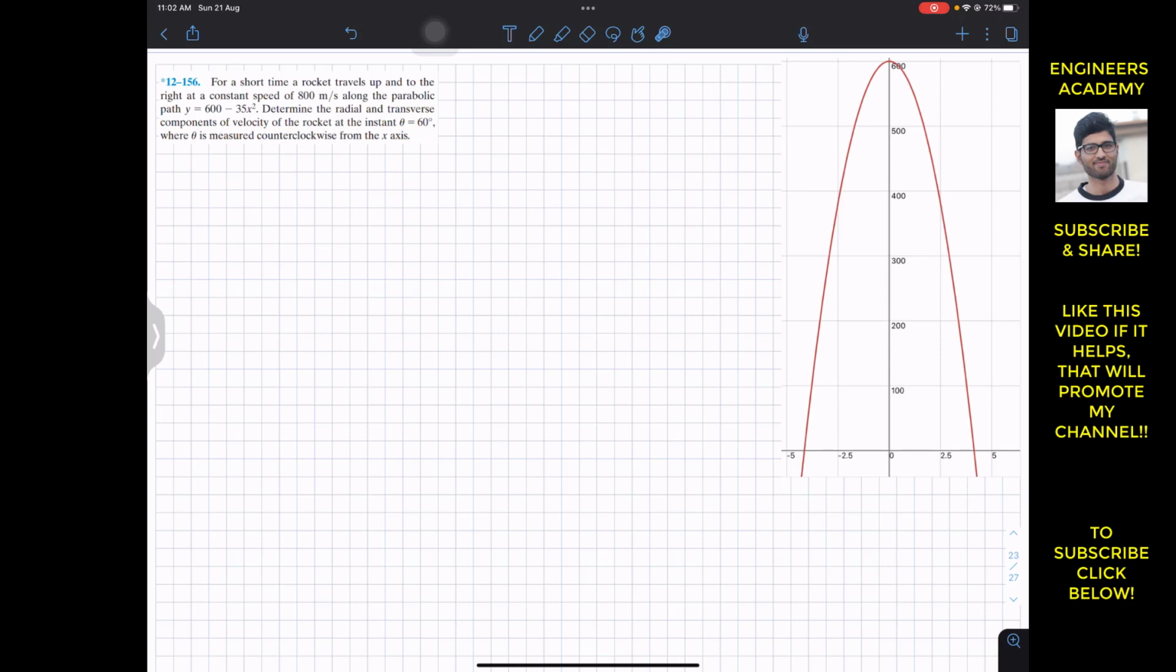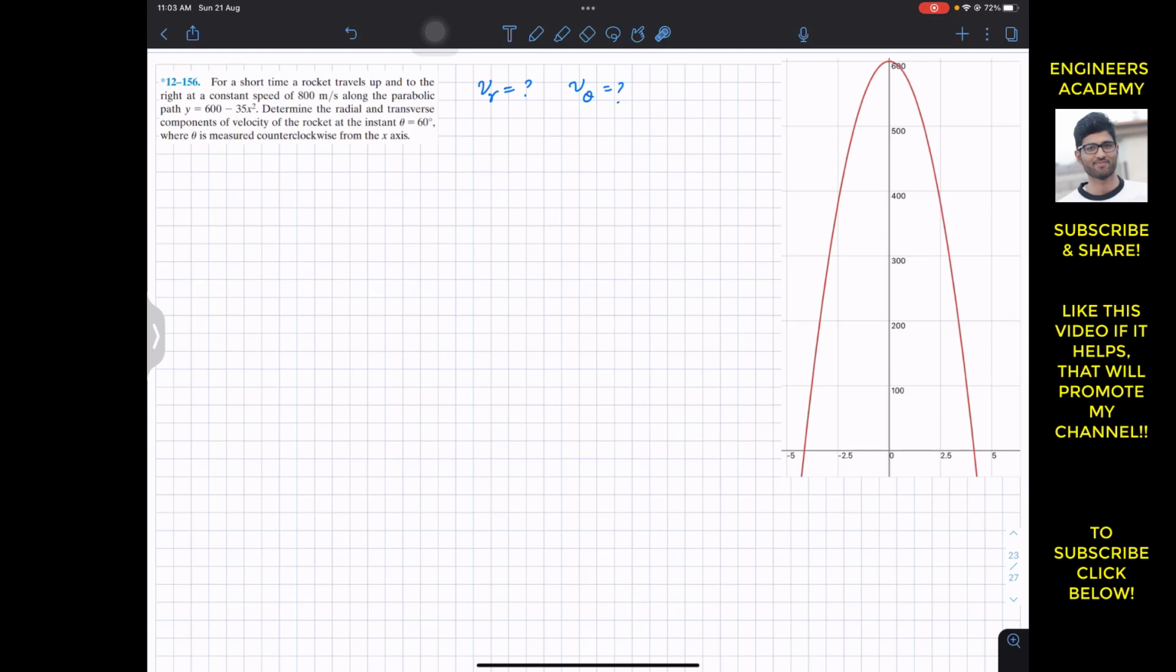So this problem is related to cylindrical coordinates. In the problem statement it says that we are required to find the radial and the transverse components of the velocity. So we have to find Vr and V theta using the cylindrical coordinates, and it is said that when theta is equal to 60 degrees, so when the radial axis is making 60 degrees with the horizontal, where theta is measured counterclockwise from the x-axis.